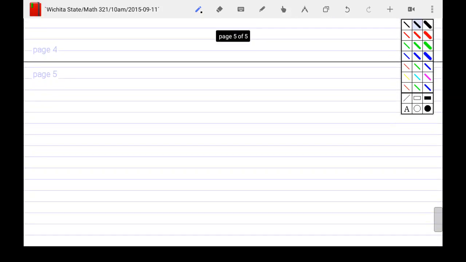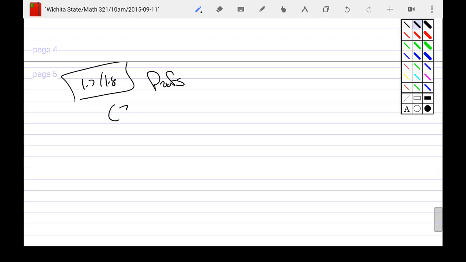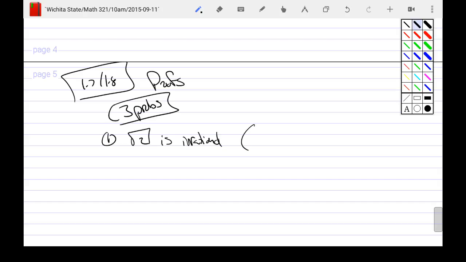1.7 and 1.8 are just going to be a bunch of proofs. We will have three problems. Obviously, the first one everybody knows: the square root of 2 is irrational. And also prove the lemma used: n squared is even implies n is even. Prove that as well.